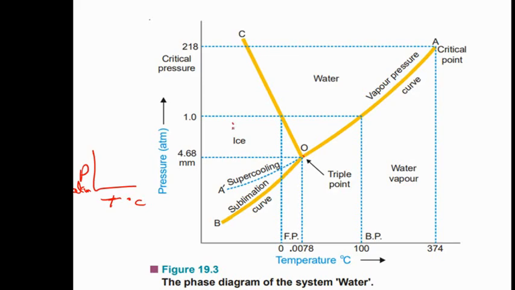So this is the ice, that is, ice is a solid, and this is the liquid phase. If you consider from this point O to A, it is the vaporization curve. From O to C is the melting curve, or fusion curve, you can write. And from this point to this is the sublimation curve.